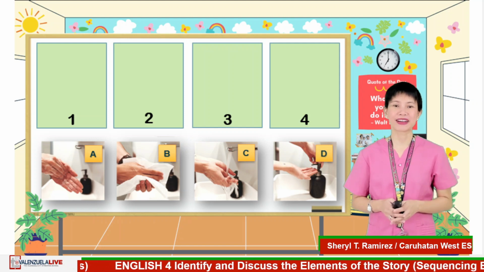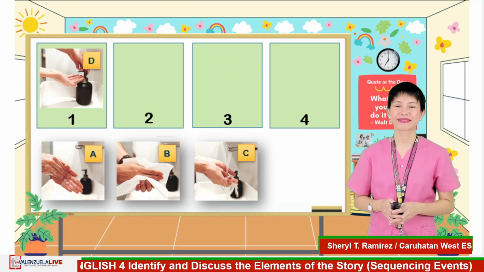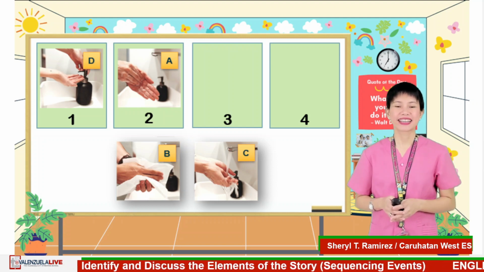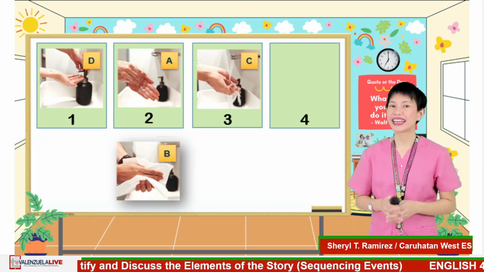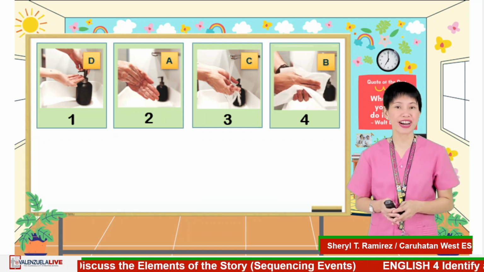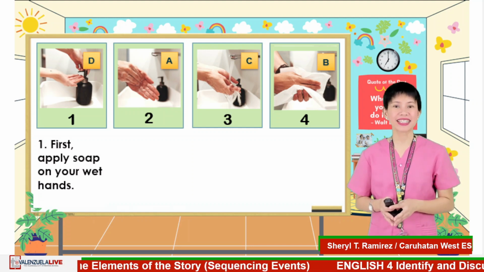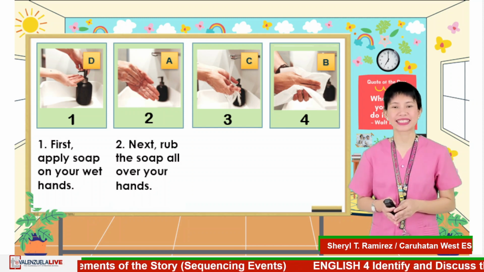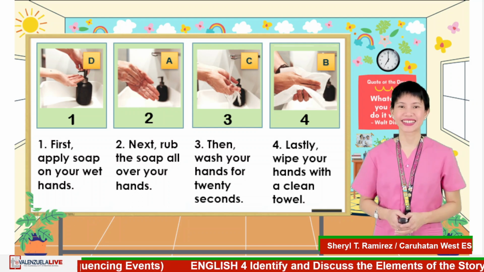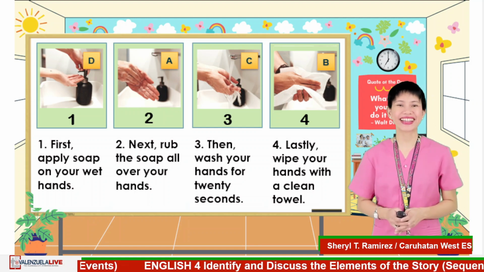Time is up. Let's check your answers. The first procedure is picture D. You are correct. Followed by picture A. Then picture C. Lastly, picture B. Let us describe the correct way of washing our hands. First, apply soap on your wet hands. Next, rub the soap all over your hands. Then, wash your hands for 20 seconds. Lastly, wipe your hands with a clean towel. Great ideas.